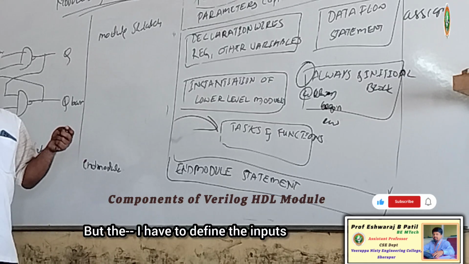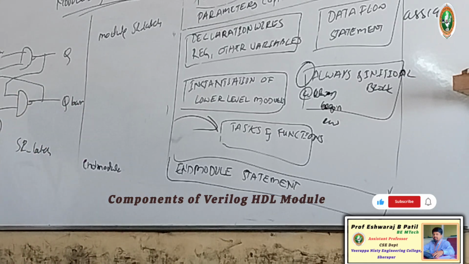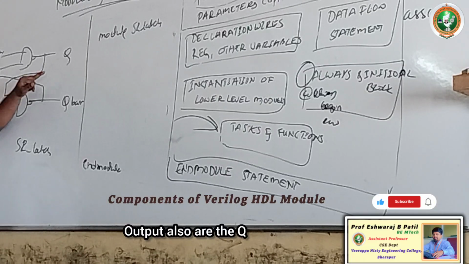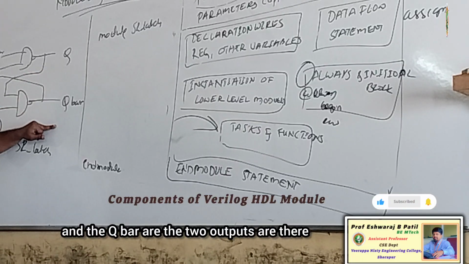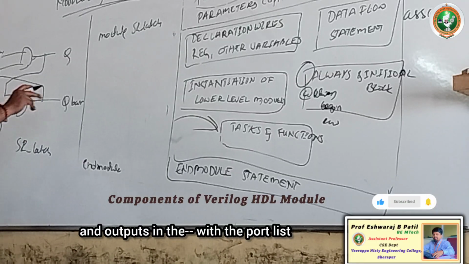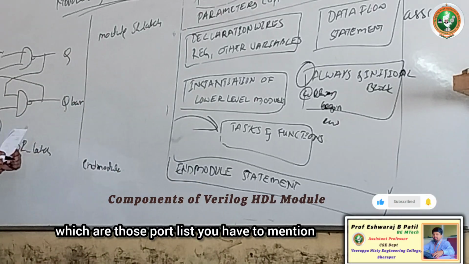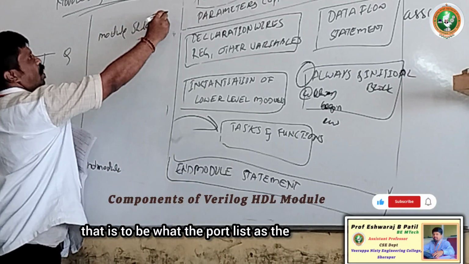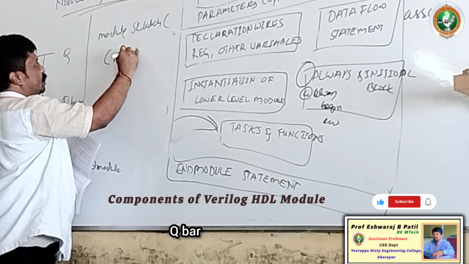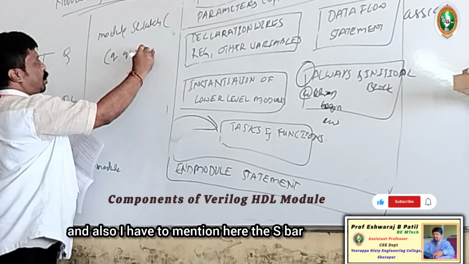But I have to define the input and output ports here. Which are those input ports? S bar and R bar are the two inputs here. The outputs are Q and Q bar. I have to define these inputs and outputs with the port list. While giving the port list, you have to mention it in the bracket, Q bar, and also I have to mention here the S bar.